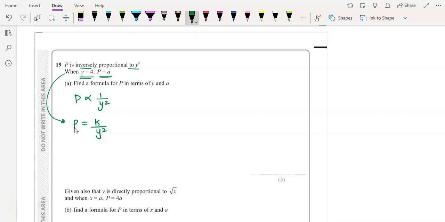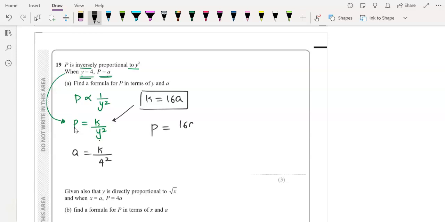Substitute these values here. So in place of p, we'll write a, and in place of y, it is 4, so it will become 4 square. When you cross multiply, you will get k equal to 16a. Now once you get the value of k, we'll put it back into the equation. So you get p equal to 16a upon y square. Now this is your formula for p in terms of y and a.